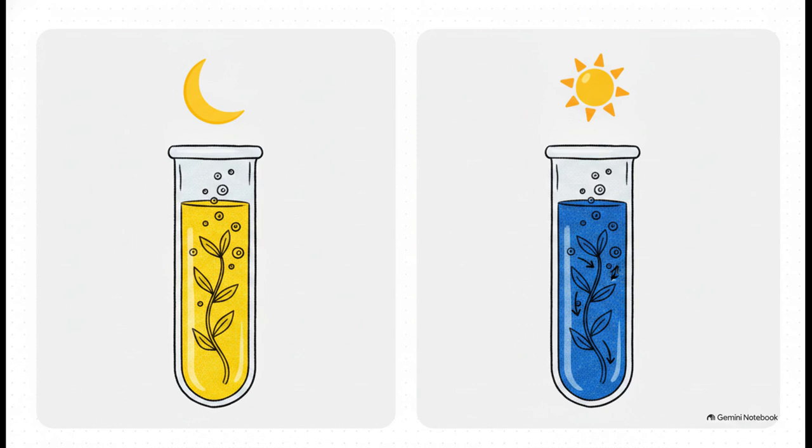That CO2 turns our indicator yellow, but in the light, photosynthesis dominates. The plant is actively consuming carbon dioxide from the water to build new sugars. Because it's pulling the CO2 out of its environment way faster than respiration is putting it back, the solution stays blue. It's a perfect visual contrast of the inputs and outputs of these two vital processes.